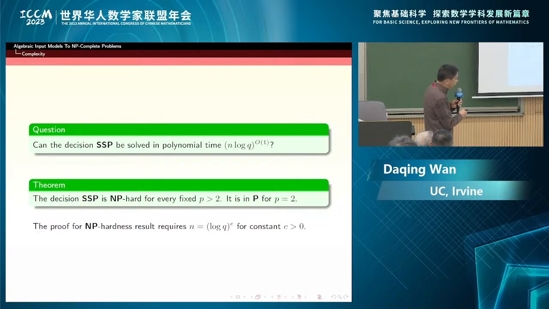Of course, NP hard means that in general it is NP hard. It does not mean it's always NP hard, because it depends on the range of your parameter. For instance, the proof of the NP hardness of this result requires n to be some power of log q in that range. If n is not in this range, it may be easier. This is NP hard only for a certain range of the parameter, but at least for some range of the parameter it is hard. So in general, it is hard.